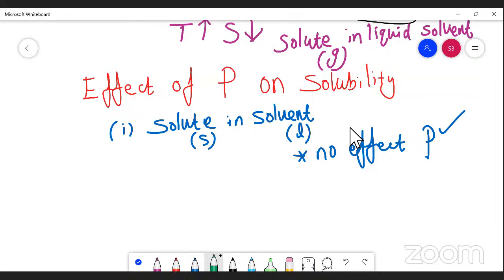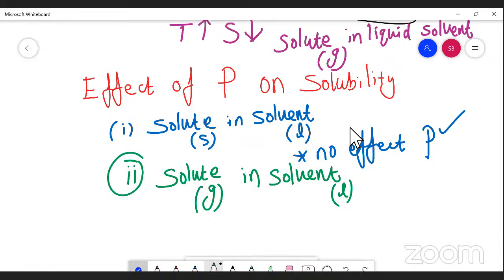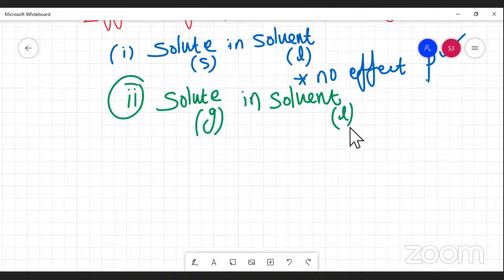Then what is the second system? System number two: the solute is in a gaseous state. The gaseous solute in a liquid solvent. So there must be an effect of pressure.